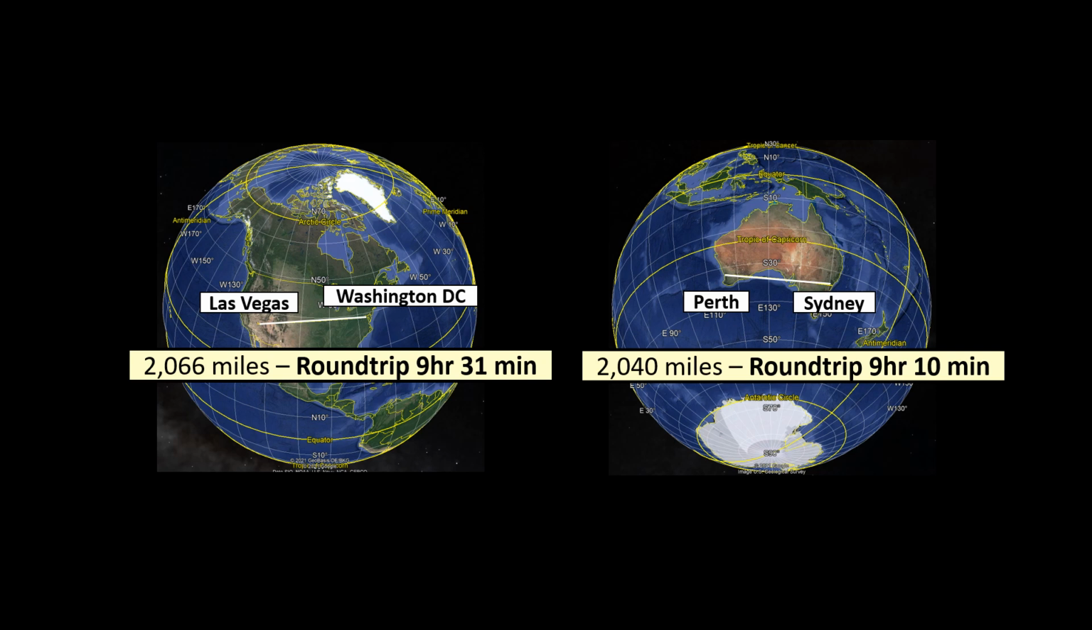Well, this is very strong evidence supporting the globe. Here we have two distances that are only 26 miles in difference, and the round trip times are within 21 minutes of each other.